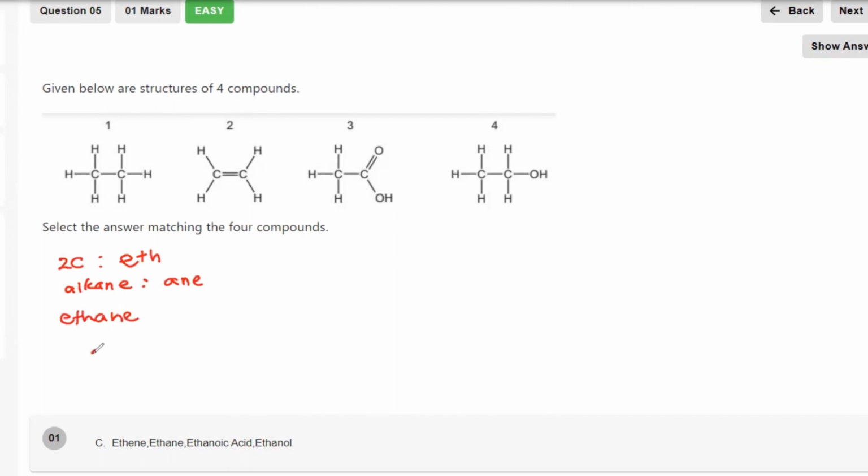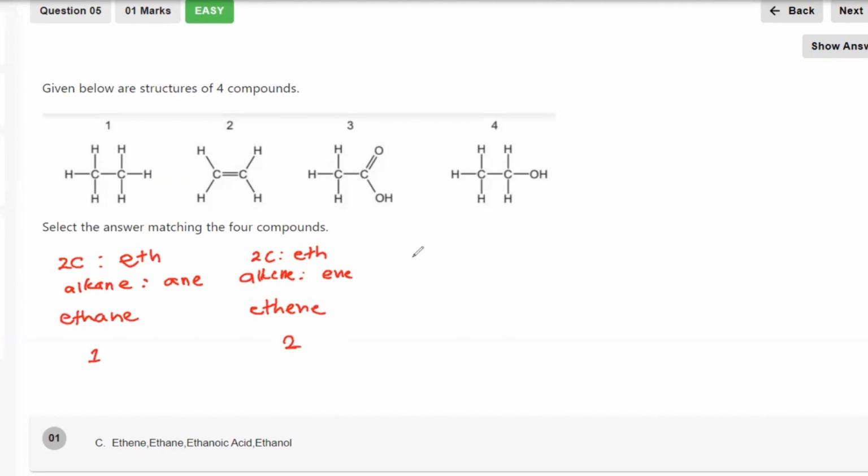Go to compound 2. This 2 also has 2 carbons, so the prefix is eth. What about the homologous series? It has one carbon-carbon double bond and no other special functional groups. So this is an alkene. And because of that, the suffix would be "ene." Combining these two, we have the name ethene.